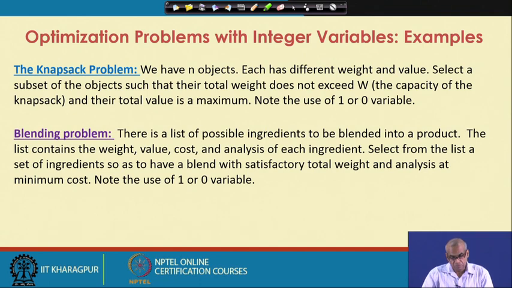Similarly, the blending problem. Consider that there is a list of possible ingredients to be blended into a product. The list contains the weight, value, cost and analysis of each ingredient. Select from the list a set of ingredients so as to have a blend with satisfactory total weight and analysis at minimum cost. Note the use of 1 or 0 variable again. Whether you want to select a particular ingredient or not, depending on that you assign either 1 or 0 to that particular variable.